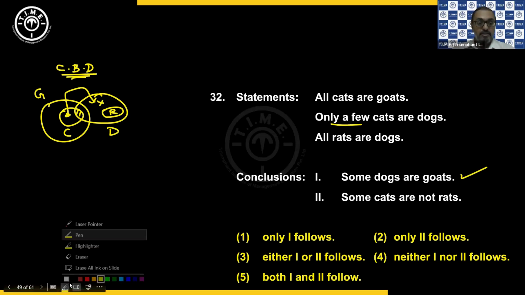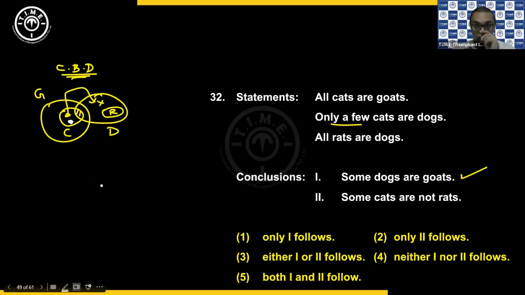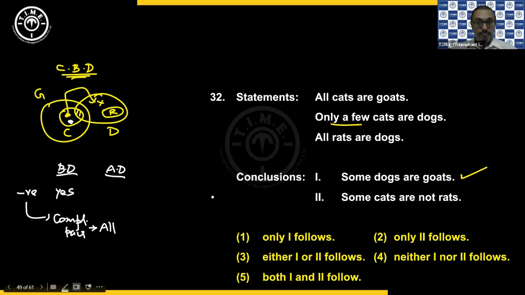Do I have some cats are not rats? Correct. See, some shaded portion inside the cat circle is definitely not inside the rat circle. So what is happening here? The negative is a yes in the basic diagram. Now, because it is a yes in the basic diagram, I am allowed to go to the alternate diagram and take a complementary pair. And the complementary pair for that is all cats are rats.